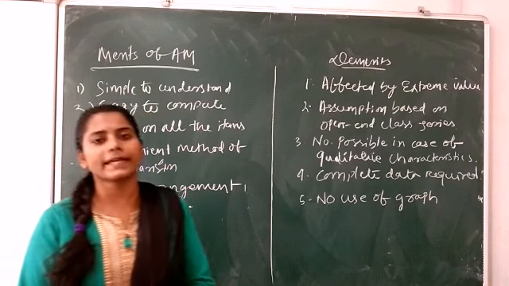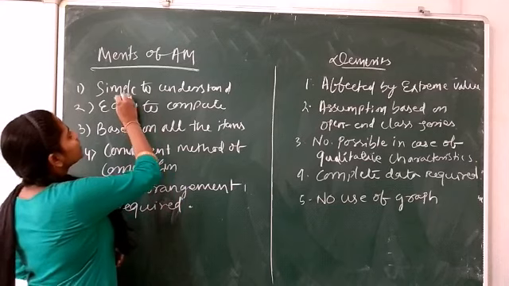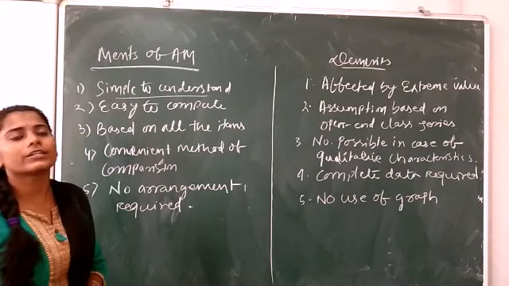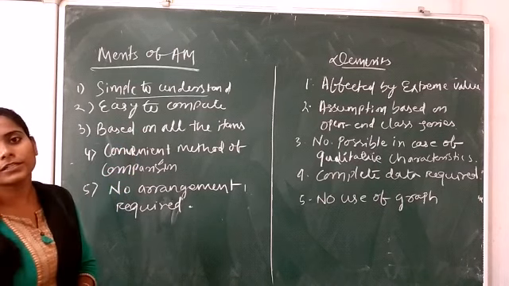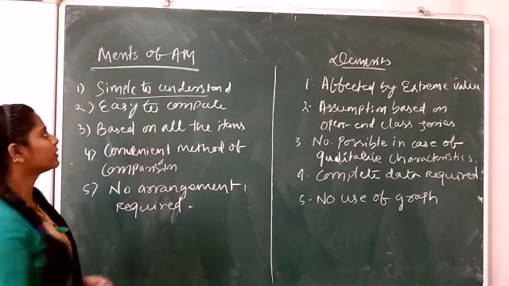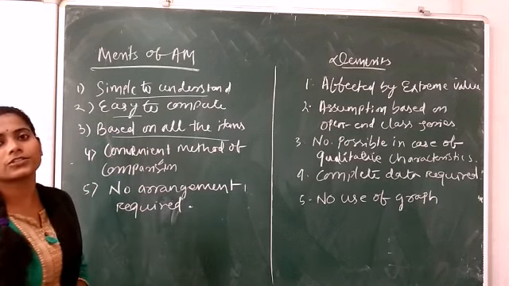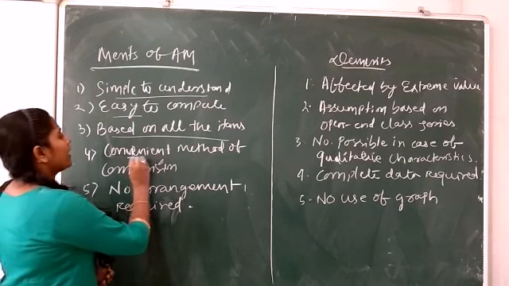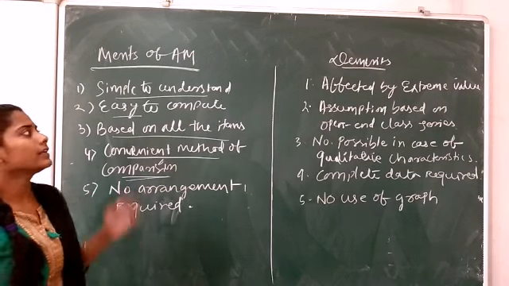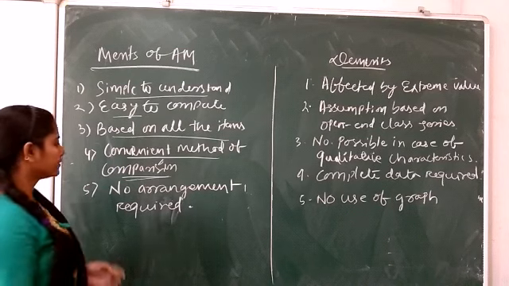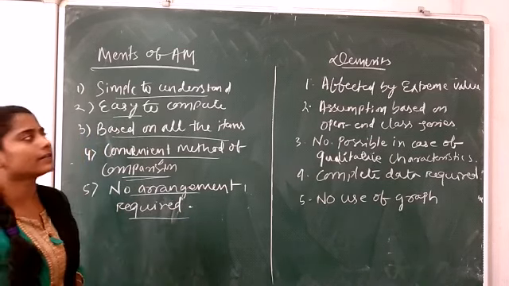Now we discuss some merits and demerits related to the arithmetic mean. First merit is that arithmetic mean calculation is easy, simple to understand and easy to compute. Next is it is based on all the observations of the items, and this is a convenient method of comparison. For comparison, the arithmetic mean is suitable. The next is no arrangement required for grouping of items.